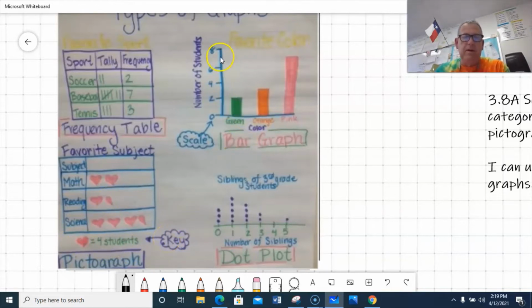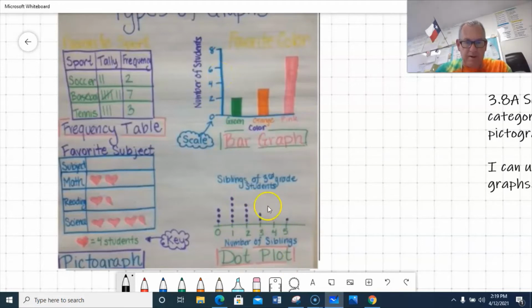Next thing we're talking about is bar graphs. Okay, bar graphs, we use bars to represent the data. And the important thing on a bar graph is the scale. Pay attention to the scale. And on this particular bar graph, the scale, each interval would represent two people's votes.